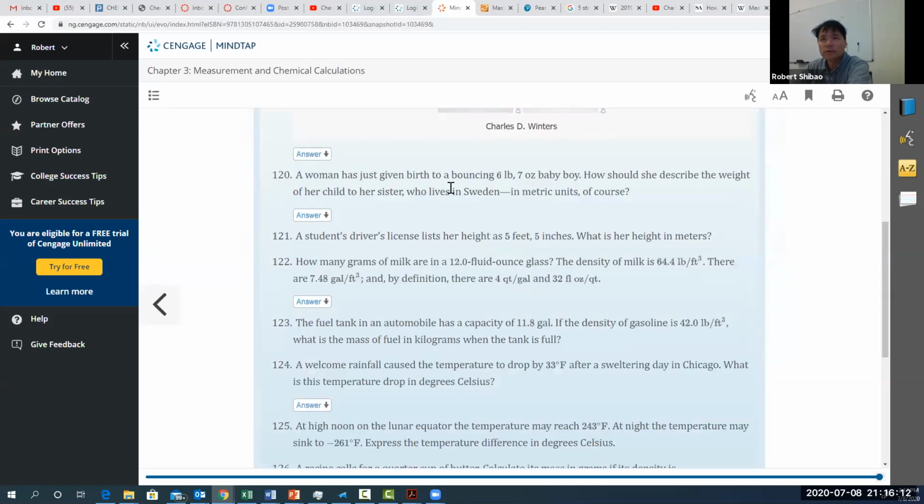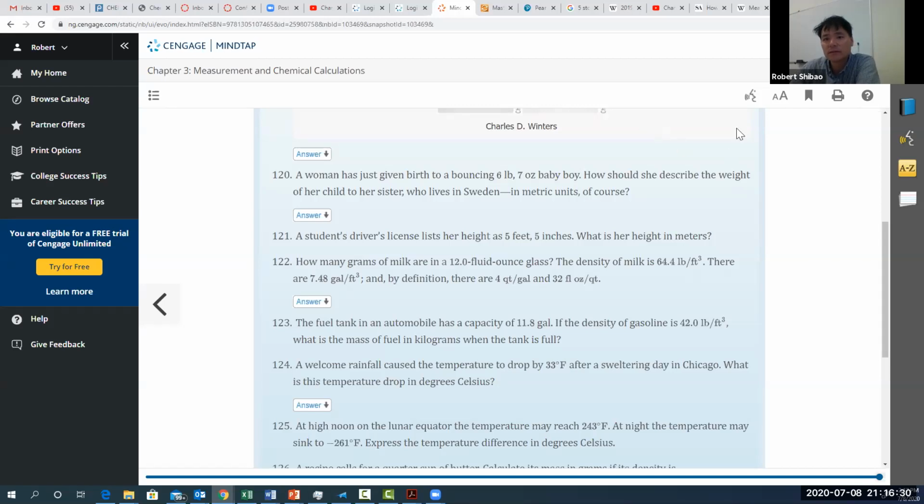A woman has given birth to a bouncing 6-pound, 7-ounce boy. How should she describe the weight in metric units? Well, metric units are going to be kilograms, but this is a composite number here: 6 pounds plus 7 ounces. It's not 6 pounds times 7 ounces.